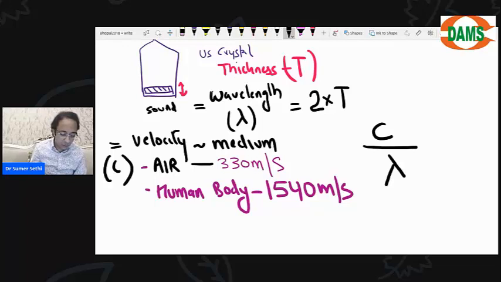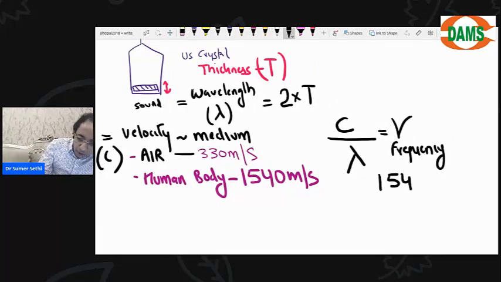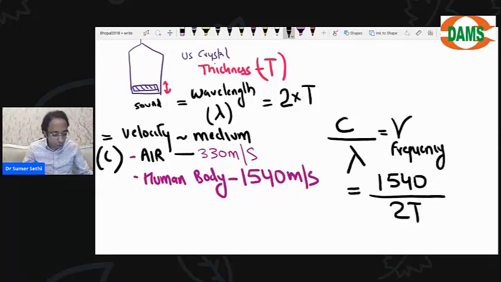C by lambda is equal to mu. What is mu? Frequency. So that means I can derive the frequency of sound produced by an ultrasound machine, which is actually 1540 divided by 2 into T.